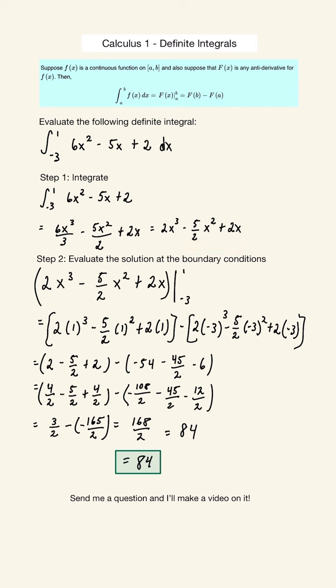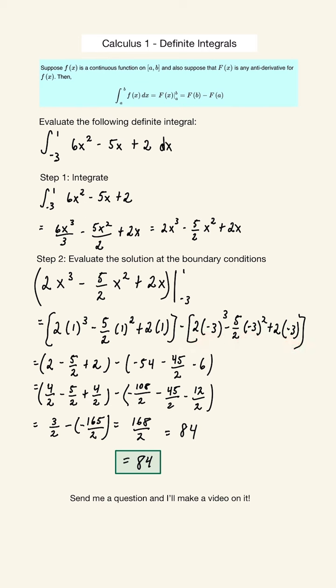The next step is we want to evaluate this solution at our boundary conditions. And like I said earlier, our boundary conditions are from -3 to 1. We'll always evaluate the boundary condition at the top, which is 1. So you can see here, all we're doing is plugging in this 1 for our x term into all three terms. And then we can subtract it by evaluating the second boundary condition and plugging in -3 into our x position for all three terms.